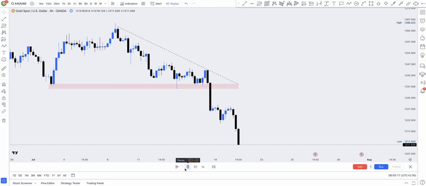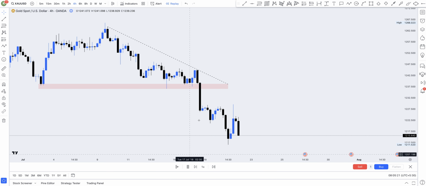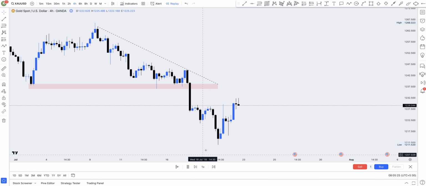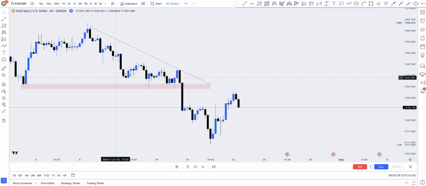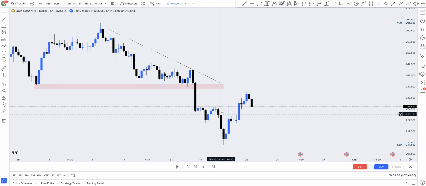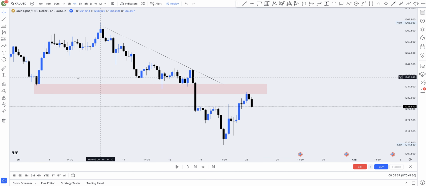We have two types of traders. Okay, so we have traders who enter aggressively. Immediately price gets there, they are entering. Then we also have traders who enter conservatively. So aggressive traders would have entered from here, immediately price breaks the zone. Now conservative traders will wait for a pullback. So this is our pullback.